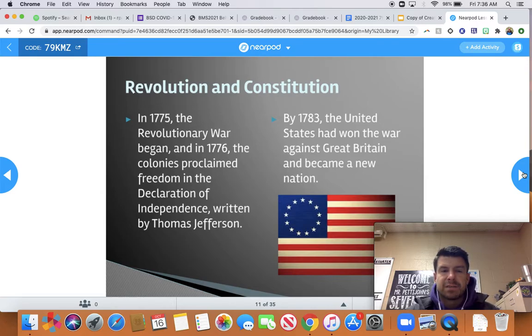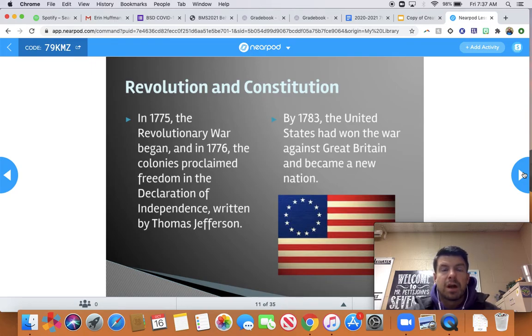In 1775, the Revolutionary War began, and in 1776, the colonies proclaimed freedom in the Declaration of Independence, written by Thomas Jefferson. When they signed the Declaration of Independence, they were committing high treason against the British Empire. These men who signed the Constitution, or signed the Declaration of Independence, they were very serious about this, and if they were to ever have been caught, they would have faced a severe penalty.